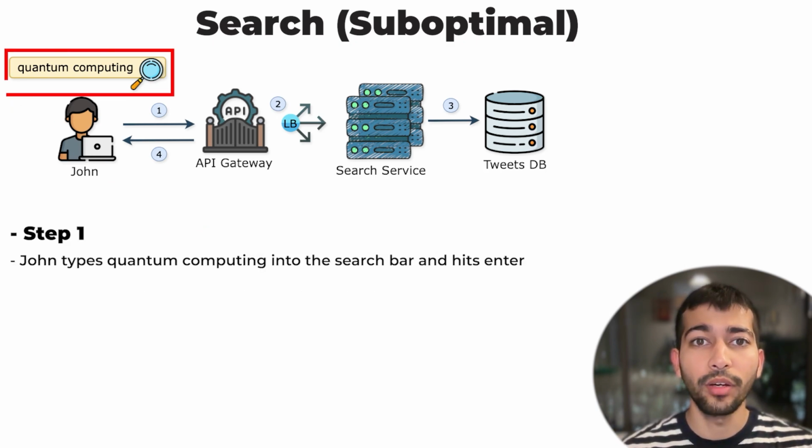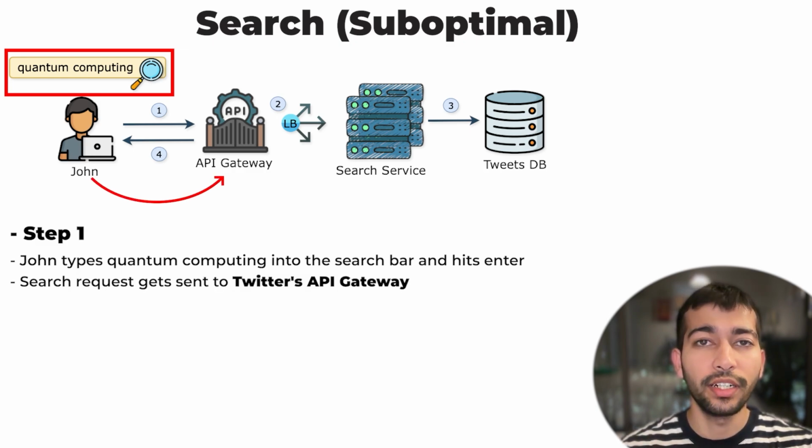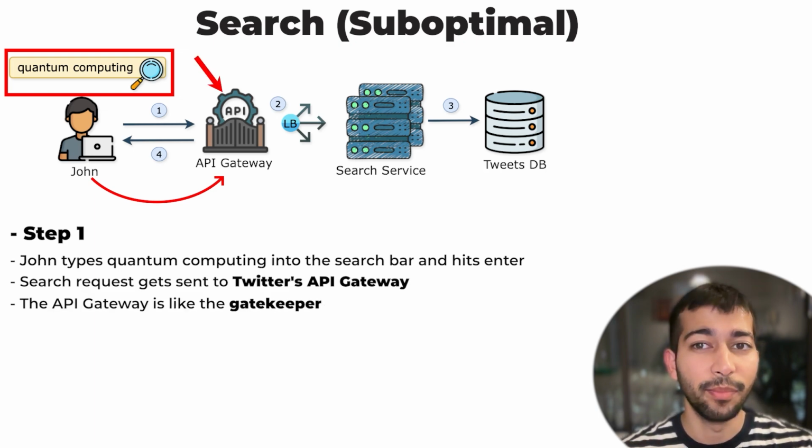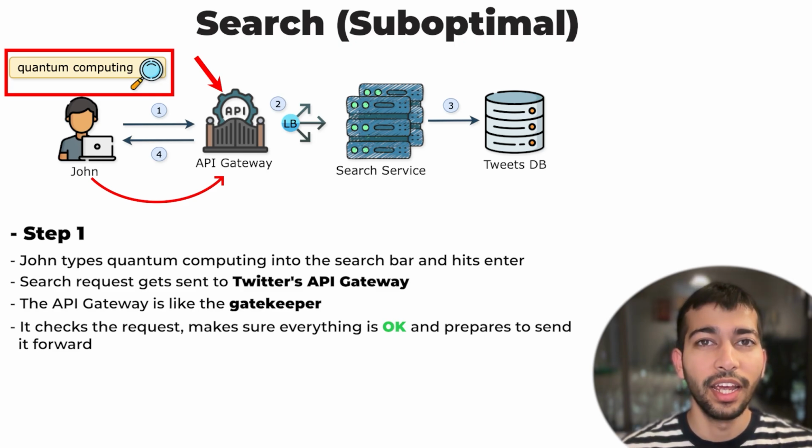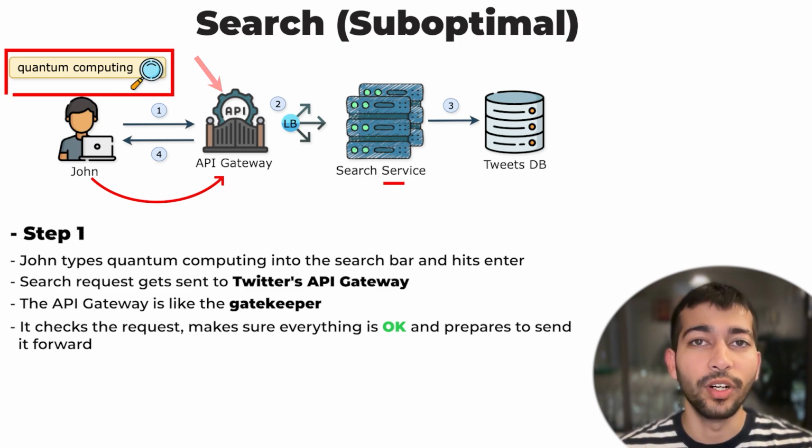Step 1. John types quantum computing into the search bar and hits enter. His search request gets sent to Twitter's API gateway. The API gateway is like the gatekeeper. It checks the request, makes sure everything is okay, and prepares to send it forward.